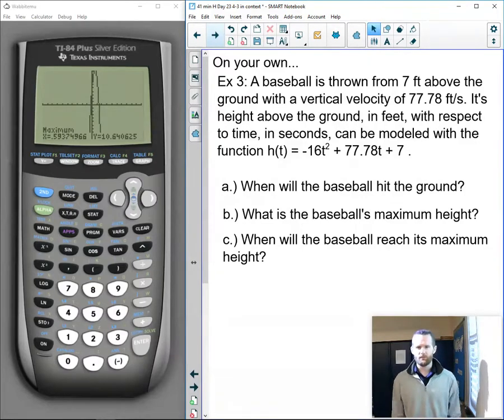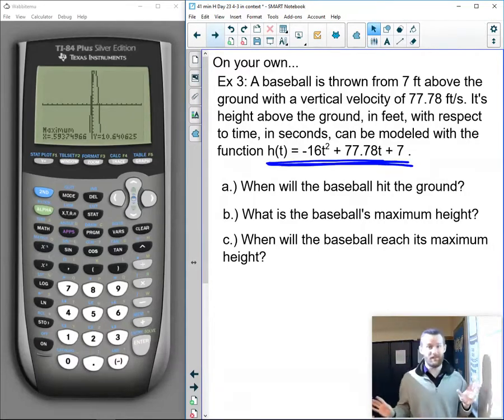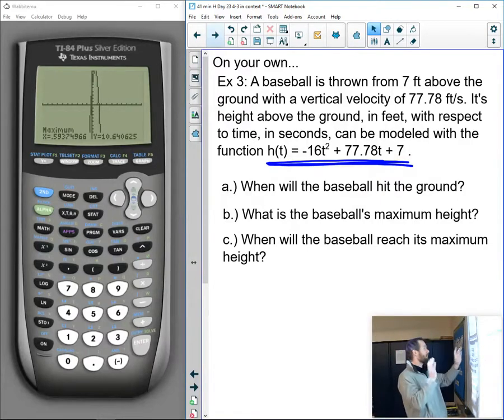It says a baseball is thrown from 7 feet above the ground with a vertical velocity of 77.78 feet per second. Its height above the ground in feet with respect to time in seconds can be modeled with the function h of t equals negative 16t squared plus 77.78t plus 7. Now, honestly, the only thing I care about is this. All that other stuff, that's just flavor text as far as I'm concerned. So I'm not even going to look at that.